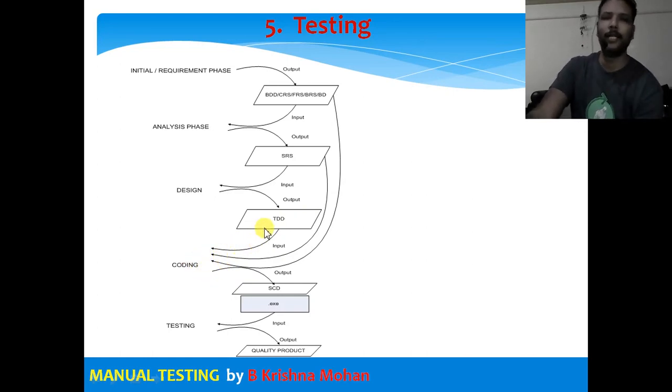In the coding phase, not only the technical design document but the SRS will be coming, and the customer requirement specification will also be coming. From coding to testing we will get the exe file, and we will be getting the SRS, and the BDD or CRS or business requirement specification, whatever the name is, which contains the customer's requirements. After testing, we will get the qualitative product as an output, which will be the input to the next phase, the deployment phase or delivery phase.